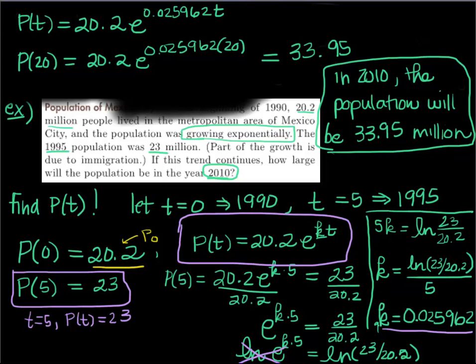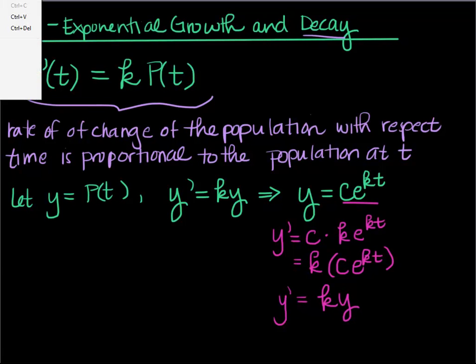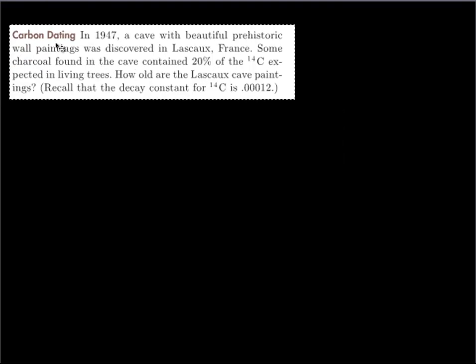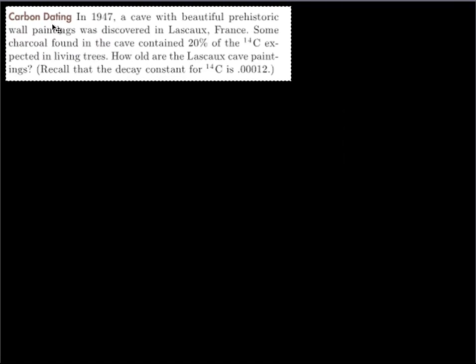All right, let me clear this out really quick. Let's look at another one. That was population, that was exponential growth. What I would like to look at now is exponential decay. I thought they did a pretty nice job in your book of talking about carbon dating. Carbon dating allows us to determine how old things are.